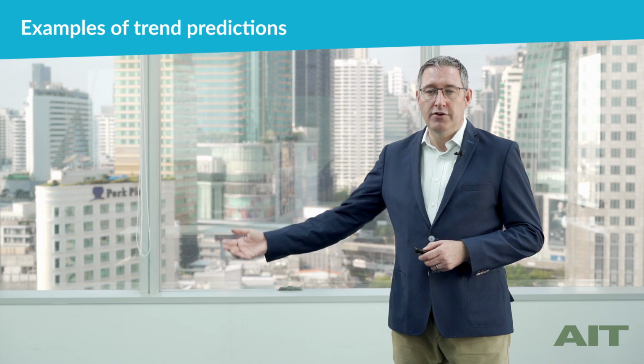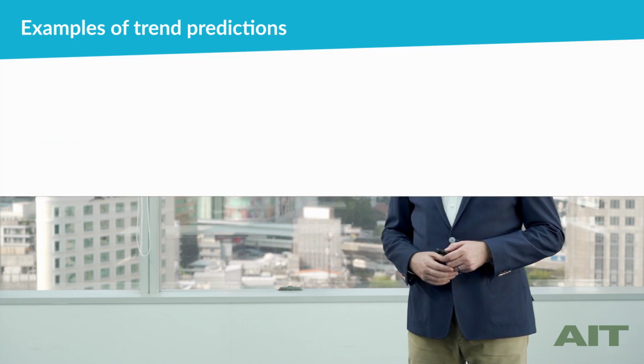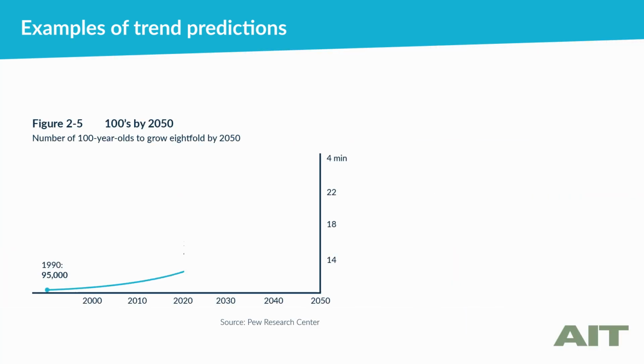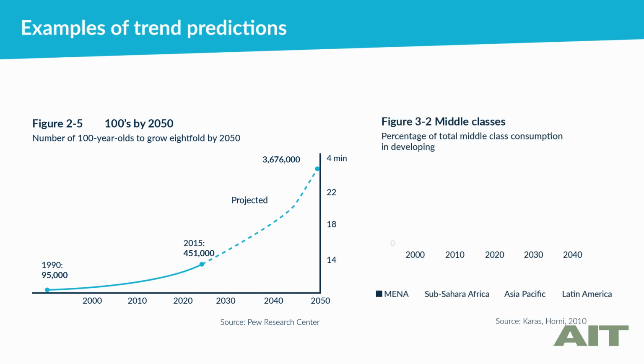So to give you some examples of trend predictions, right? So they're always future looking. Number 1, many of these are related to demographics. By 2050, the amount of 100-year-olds in the world is expected to rise 8-fold from 2020 until 2050. This is one example.